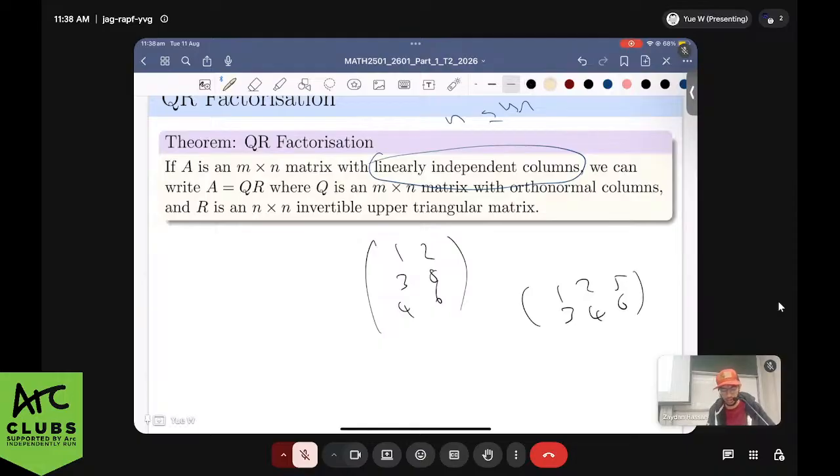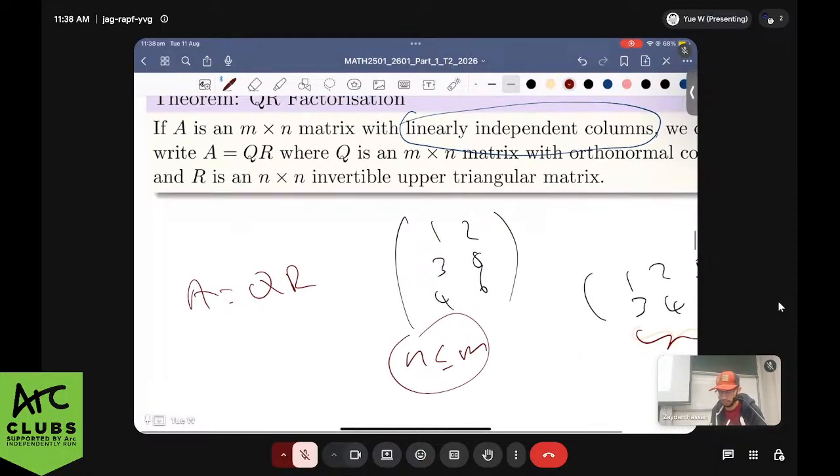Notice that this cannot have independent columns. Why is that? Because you'd have 3 vectors in R2. They can't be independent, right? Technically, you need to have n less than or equal to m and all the columns independent. So only for those matrices we can have a QR factorization, and it is A equals QR, where Q is the same size as A, so m by n. R is n by n, and you need that so that the total size is the same as A.